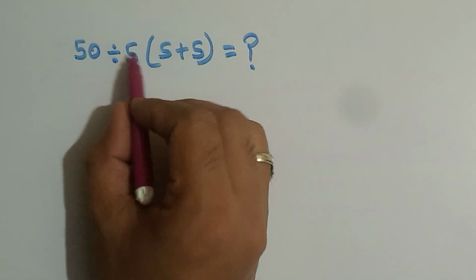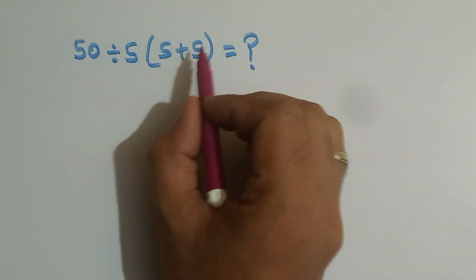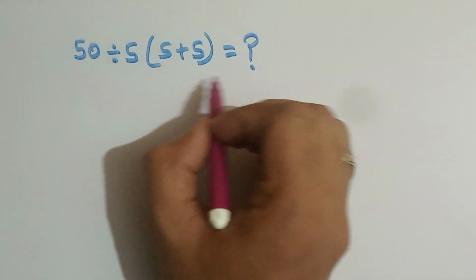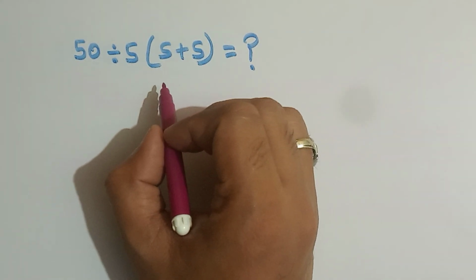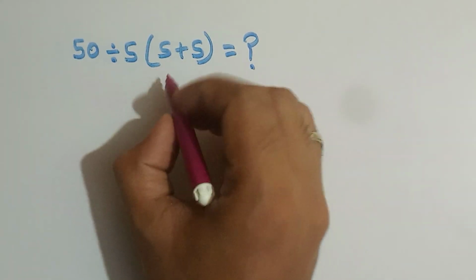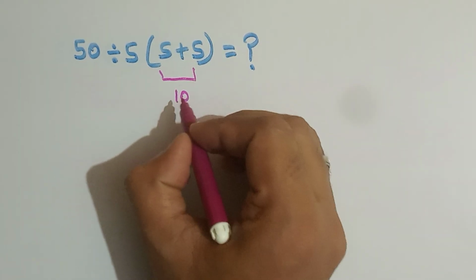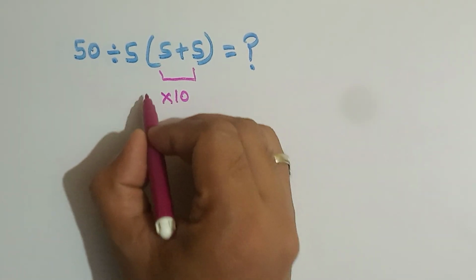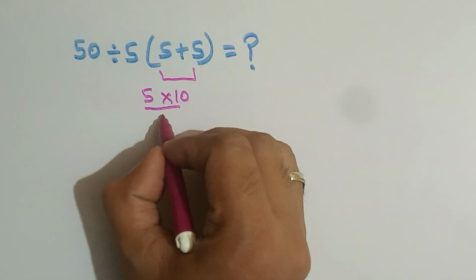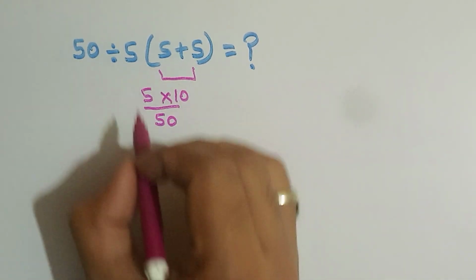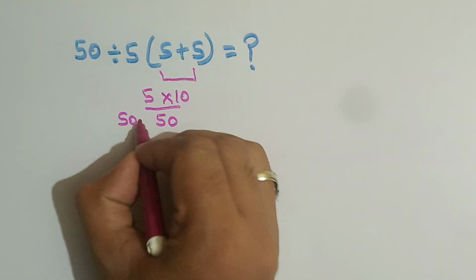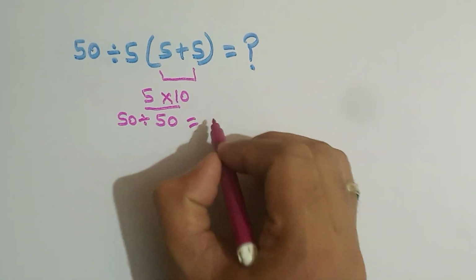50 divided by 5 times 5 plus 5 is equal to what? Okay, so many students calculate this problem like this: 5 plus 5 means 10, and 10 times 5 means what? 50, and 50 divided by 50 means 1.